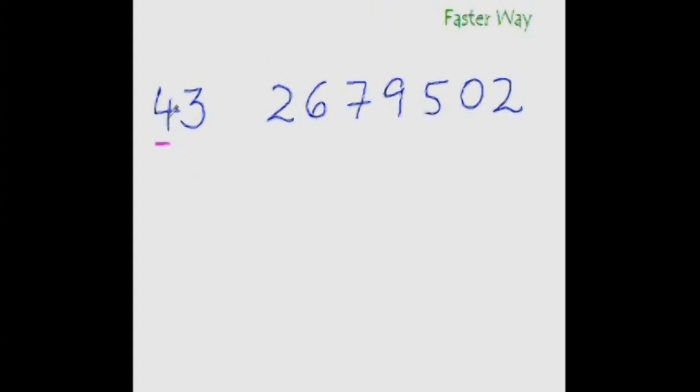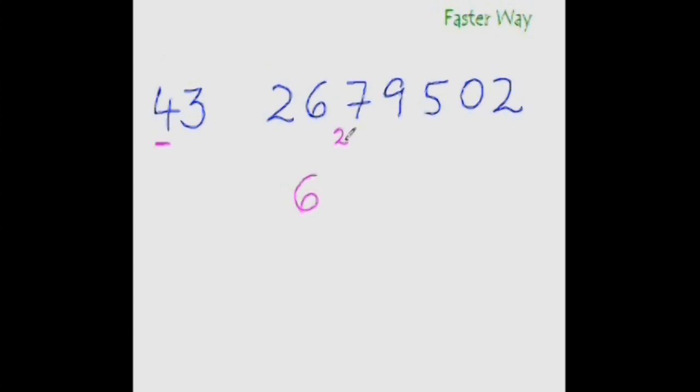Now 4 how many times will be 26? So 4 6 times is 24. So write 6 here. This is our answer digit. And what is the remainder? 26 minus 24 is 2. So write that remainder digit here. Again the point. Now read this as 27. This would be read as 27.